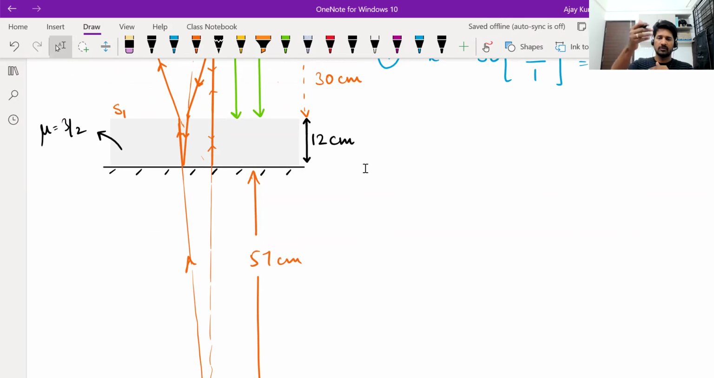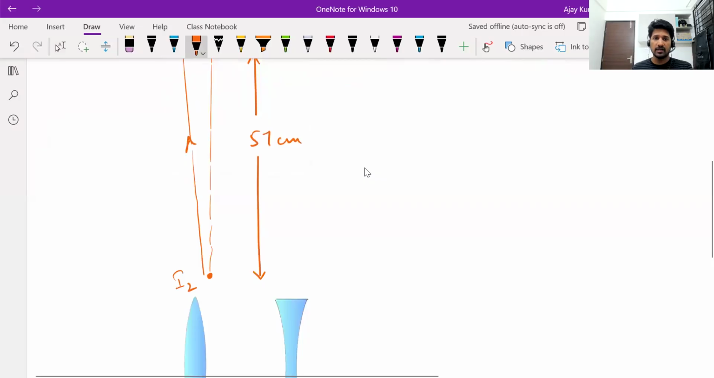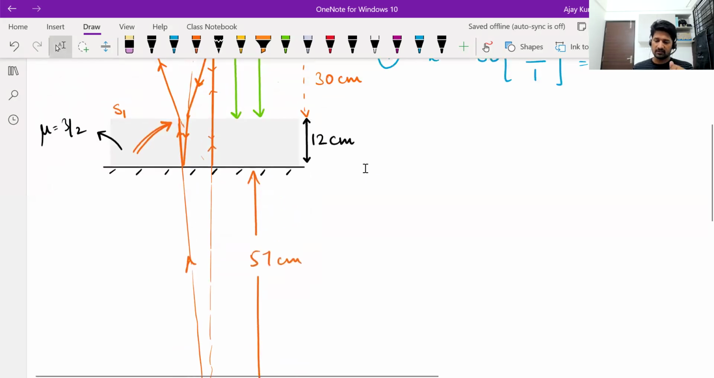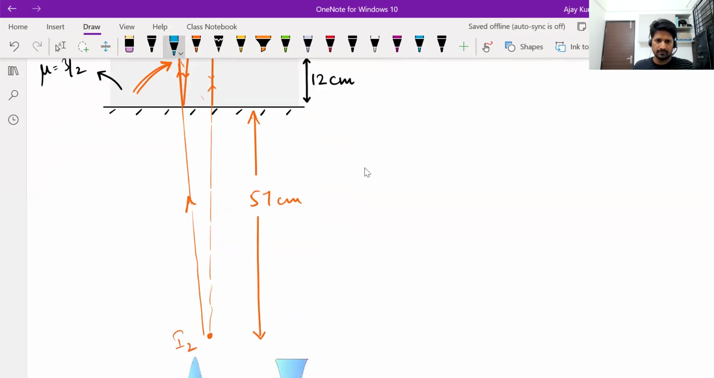It again has to go from glass into air, so it undergoes one more refraction. For that refraction, which is happening here, where do the light rays appear to be coming from? They appear to be coming from I2, the image formed by the mirror. Where did the mirror form the image? 57 centimeters below it. For the second refraction, that is finally when the rays are leaving the glass slab, I2 behaves as the object.